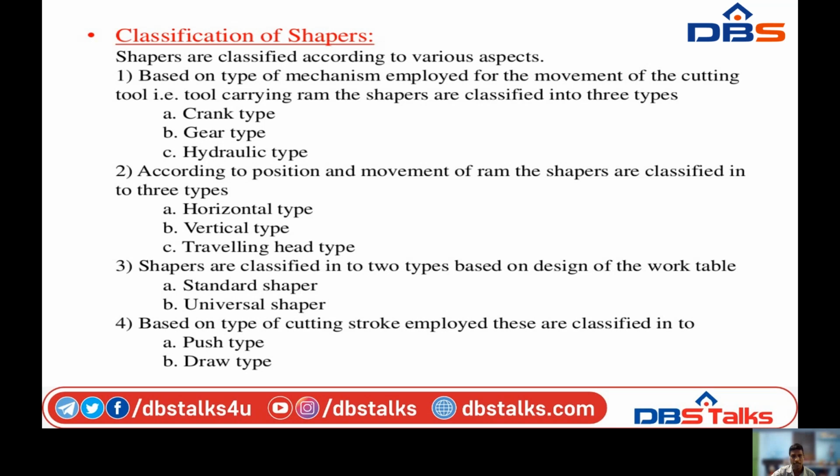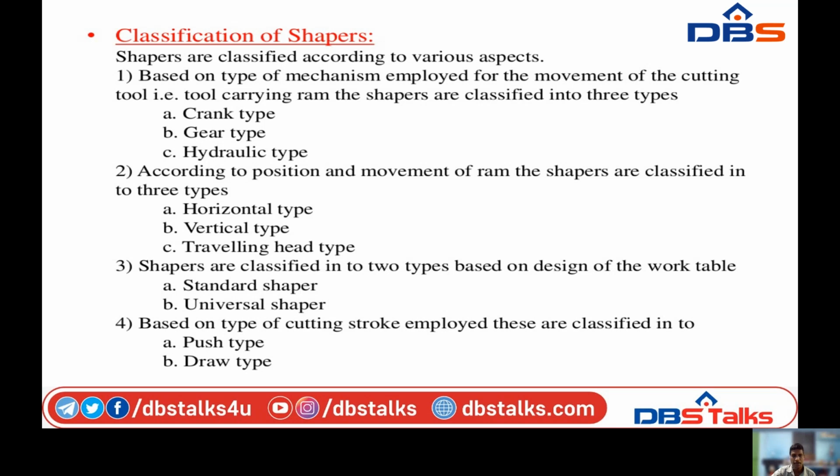Second, coming to position and movement of ram, it is classified into three types: horizontal, vertical and traveling head. That is another type of classification. Next, classified according to the design of work table: standard and universal shaper. According to the work table, it moves only by manual controls. Standard shaper means it can only be used for some operations, for removing metal and producing flat surfaces. Coming to universal shaper, universal means it is used for all productions and industrial purposes.